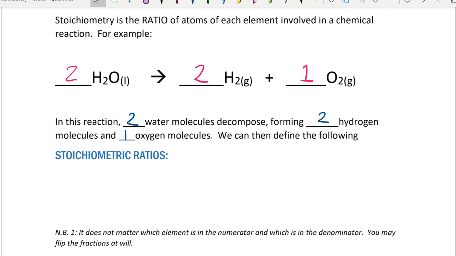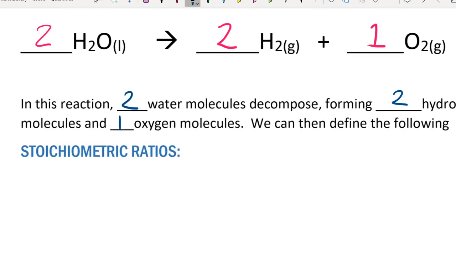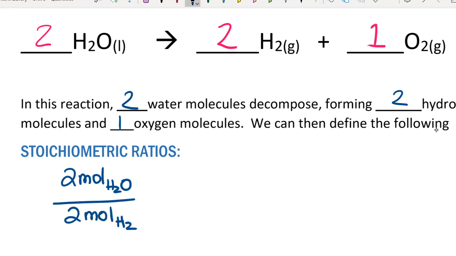What is my counting unit for these things? Not grams. Gram is a weighing unit, but it's not counting. If I have grams, I don't immediately know how many atoms I have. What's our counting unit? A mole. Good. So here's what I could say. In this reaction, there are 2 moles of water for every 2 moles of hydrogen gas. Does that make sense? That's a ratio from this reaction. For every 2 moles of this I get 2 moles of that.